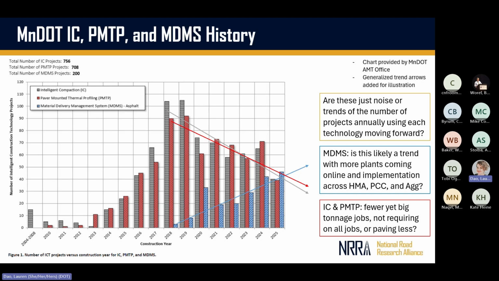But this is talking about the number of projects, so it's not lane miles or tons or anything like that. It looks like MDMS is really trending up, and as I said, that's being implemented everywhere, so I'm guessing that one's just going to keep shooting up. For IC and thermal, I was wondering if this is just fewer jobs because multiple jobs were coupled together and now it's one project, or if jobs are not requiring it, or if it's really just less paving. And I believe, talking with Rebecca, it's really just less projects that has been happening.